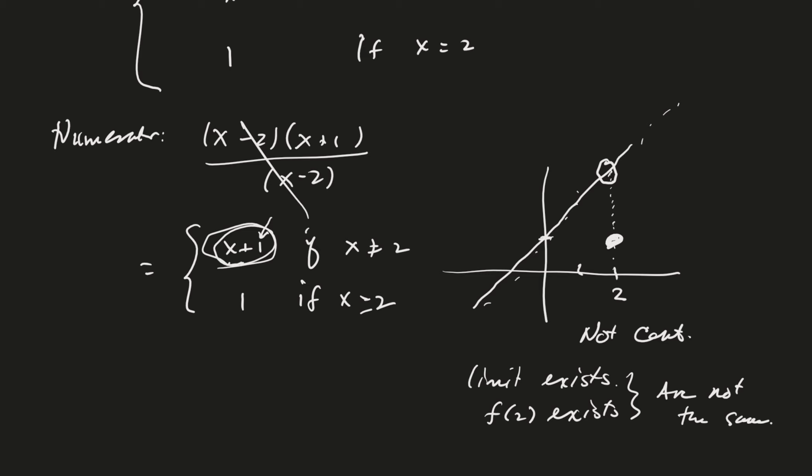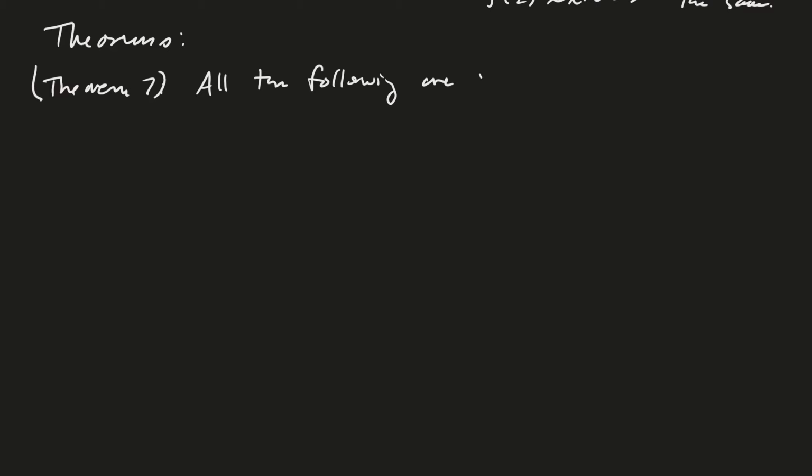Good. Now, just to formalize that a little bit, let's write down a few theorems and then we'll do more examples. So theorems to help us compute. Theorem 7, these are not in order from the book. This is the book number. This says that all the following are continuous on their respective domains.